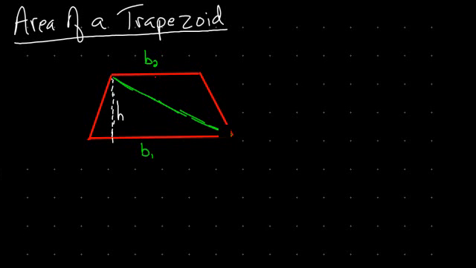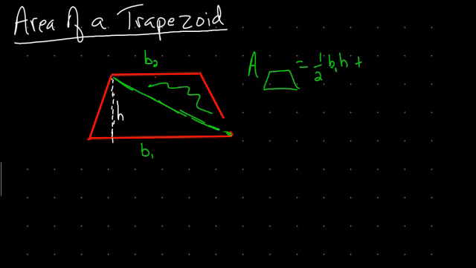So the area of this trapezoid, we can see here, the area of this trapezoid is going to equal the area of these two triangles, the sum. So the area of the bottom triangle here is going to be 1/2 base times height, 1/2 b1 times height, plus the area of the top triangle, this one. It's going to be 1/2 its base, call that b2, times the height.